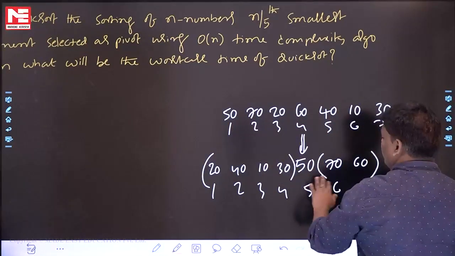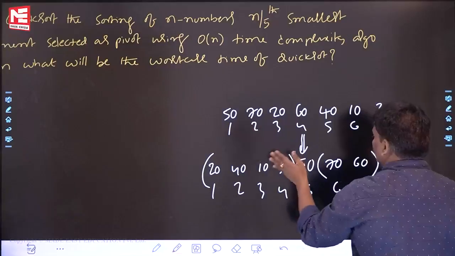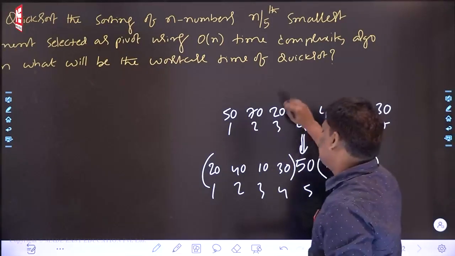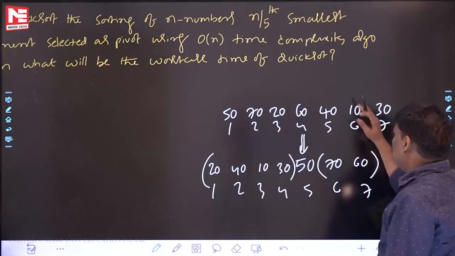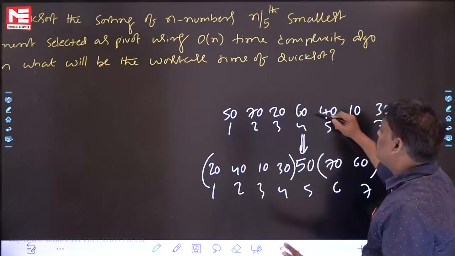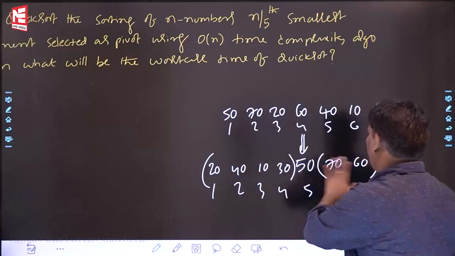Take 50 as the pivot, 50 will go to the correct place. Less than 50 on one side, more than 50 on the other side. I didn't bother that much about the order, I wrote it roughly. Now, this is the approximate answer if you apply the partition algorithm by taking 50.